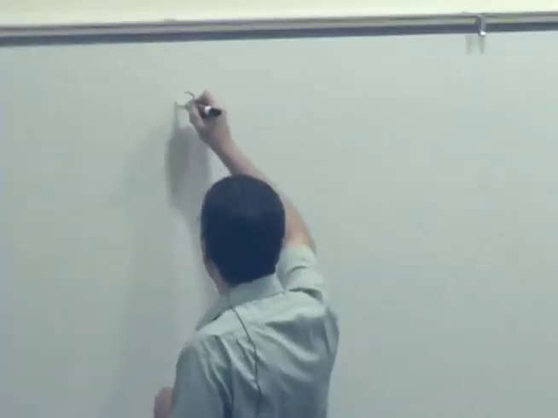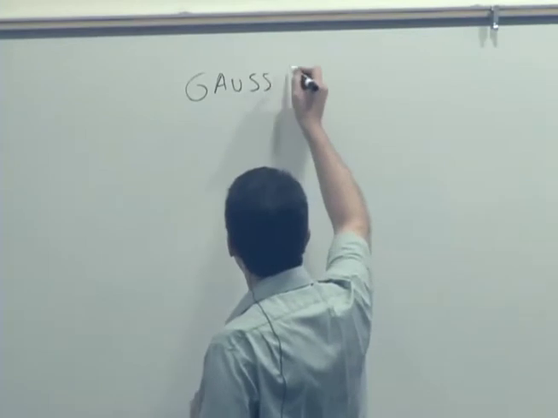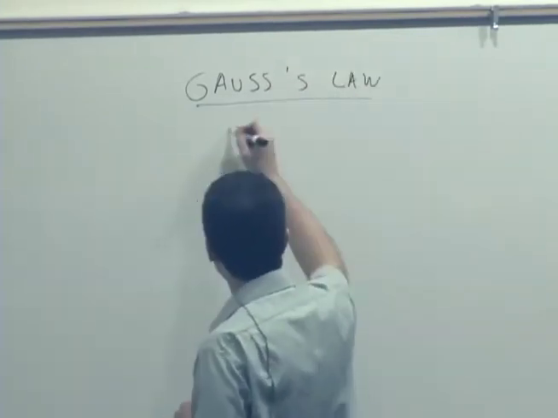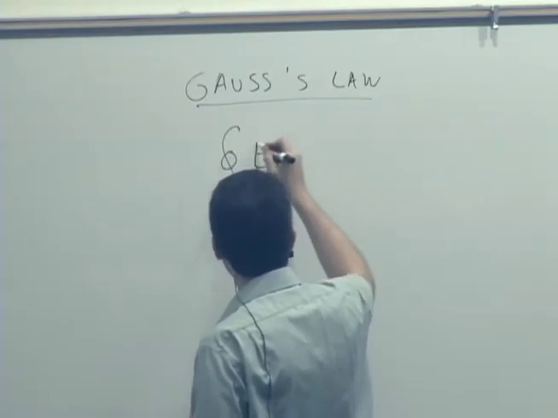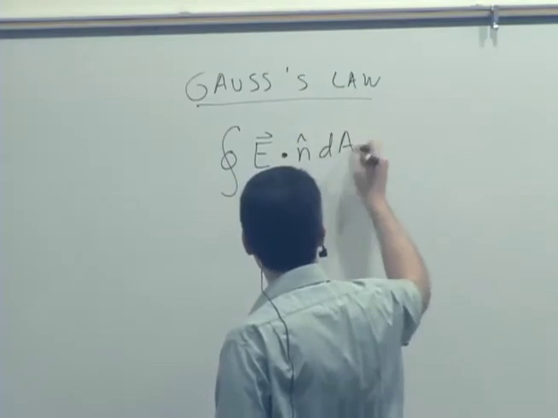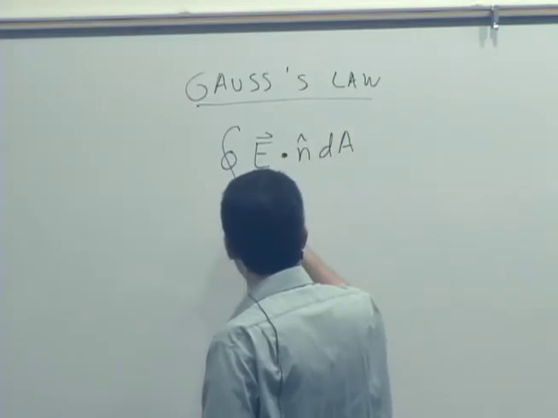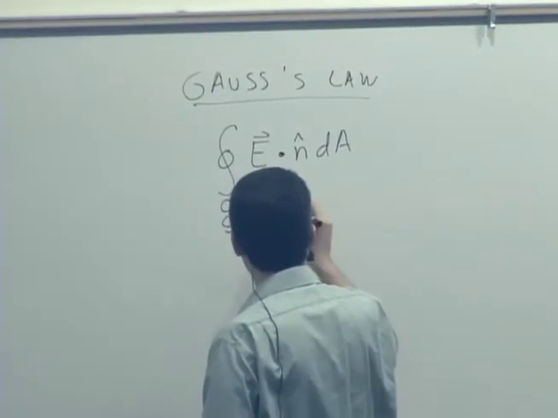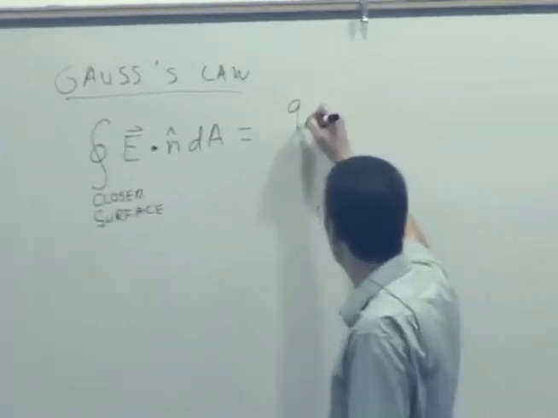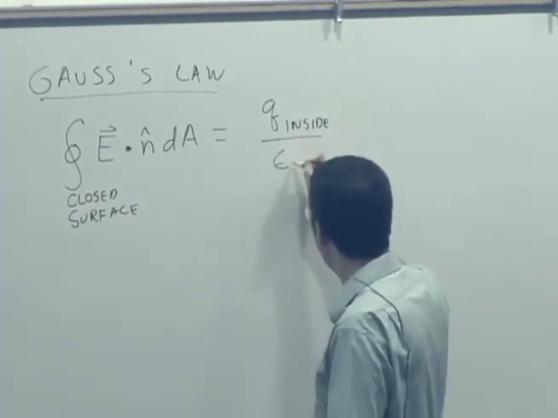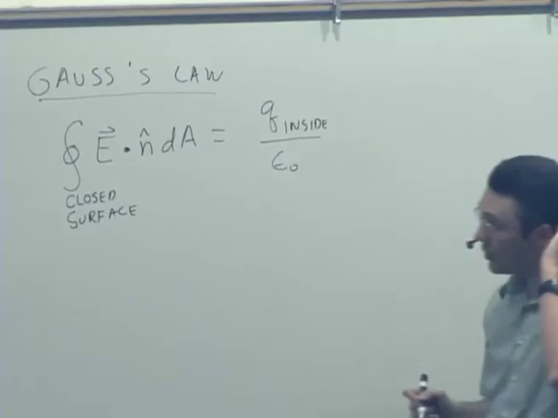So just a reminder of what we've been talking about. We've seen this principle called Gauss's law. The most formal expression of it is the closed integral of E dot n hat dA over a closed surface being equal to the charge inside that closed surface divided by the constant epsilon naught.